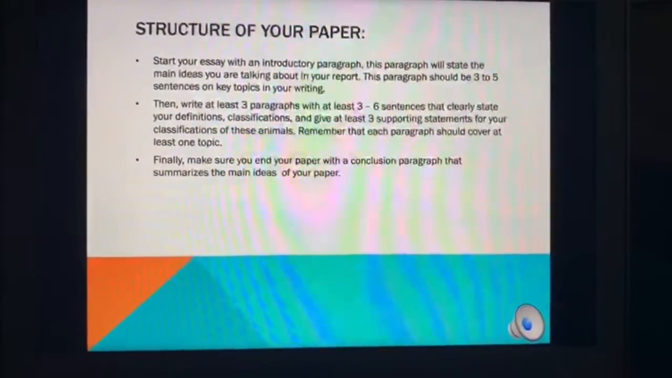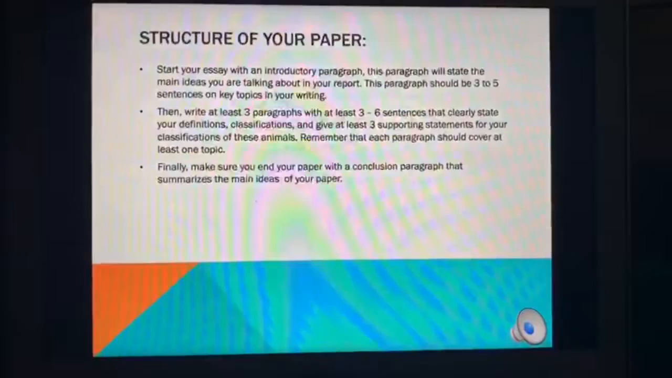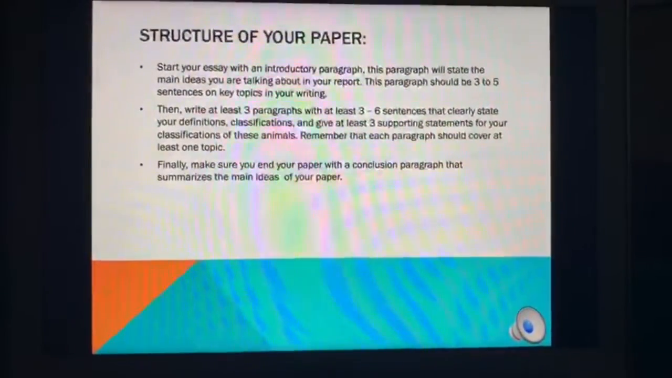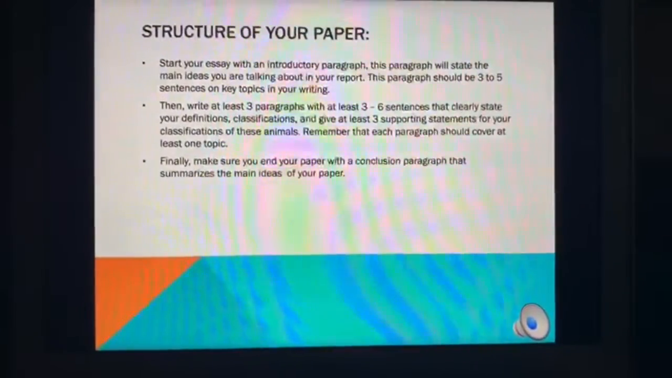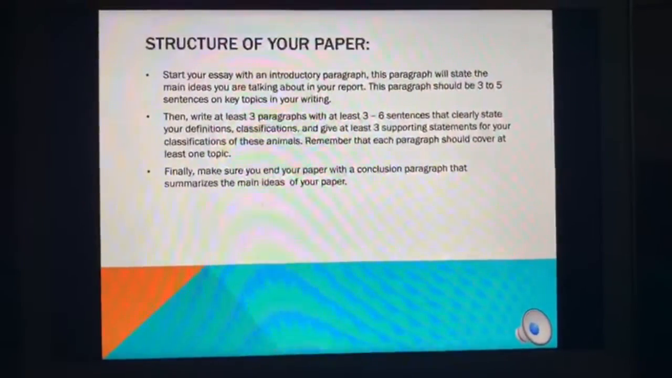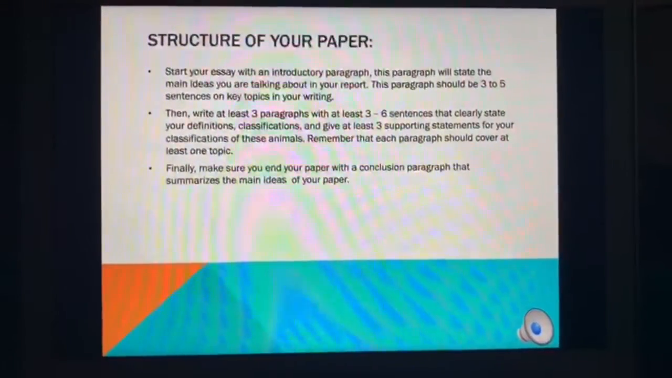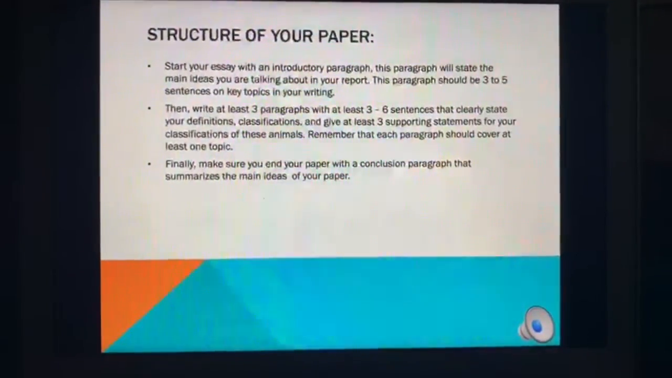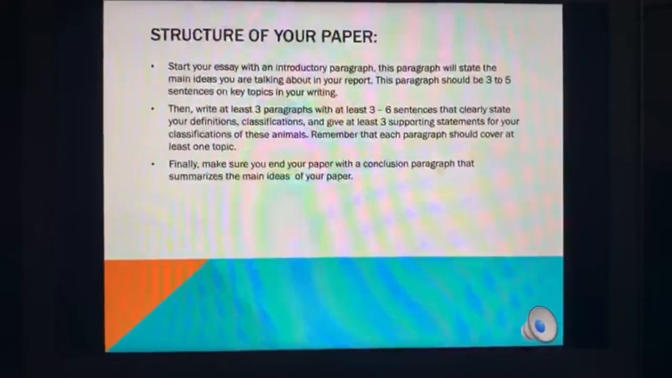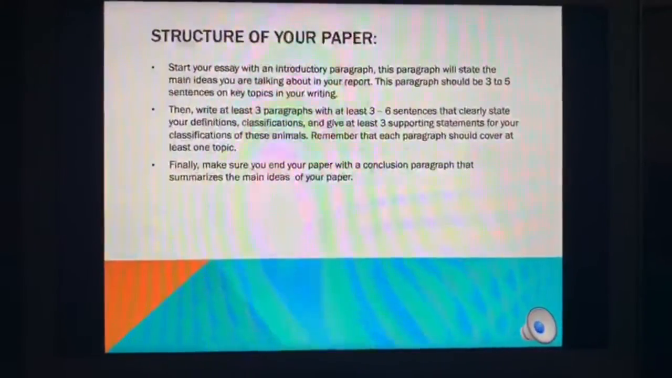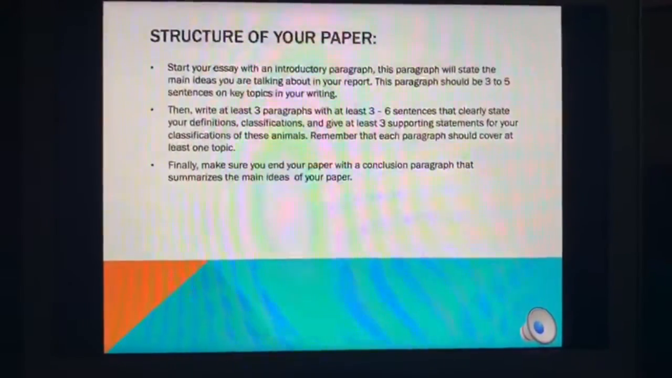Then, I want you to write at least 3 paragraphs with at least 3 to 6 sentences that clearly state your definitions, classifications, and give at least 3 supporting statements for your classifications of these animals. Remember that each paragraph should cover at least one topic. Finally, make sure you end your paper with a conclusion paragraph that summarizes the main idea of your paper.